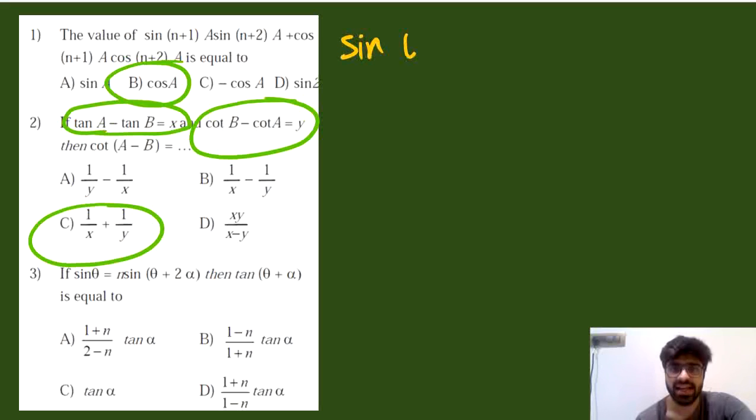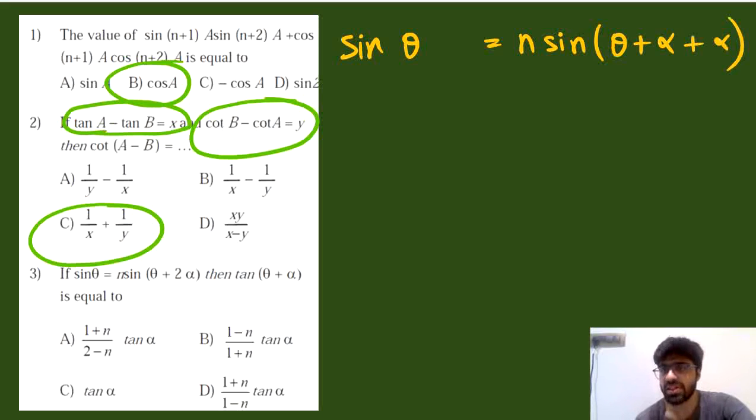They have said that sin theta is equal to n times sin of (theta plus 2 alpha). We will write theta plus 2 alpha as theta plus alpha, and because this is theta plus alpha, I can write the left hand side theta as theta plus alpha minus alpha. Not even theta minus alpha plus alpha, it will be theta plus alpha minus alpha only, because now theta plus alpha can be thought of as A and alpha can be thought of as B.